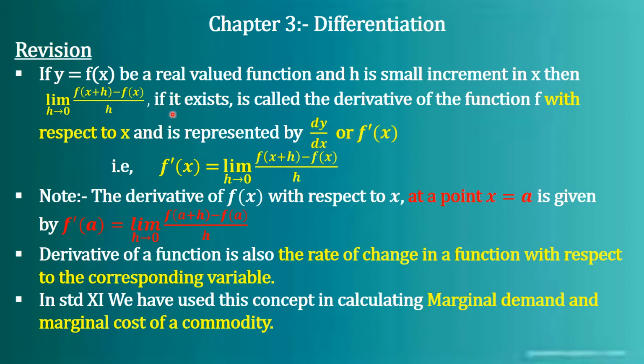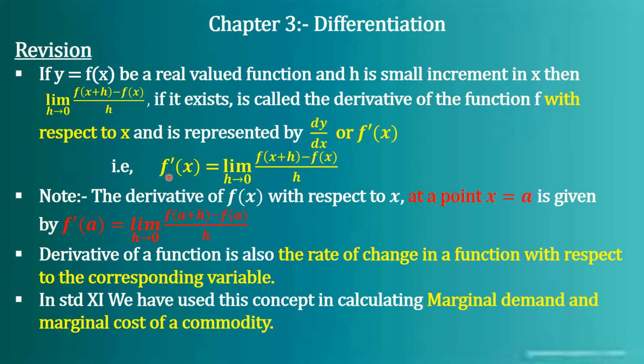Here h is a small quantity, a small real number. If the limit exists, then we call this limit the derivative of the function f of x with respect to x. This is very important: we differentiate with respect to the variable present in the function.